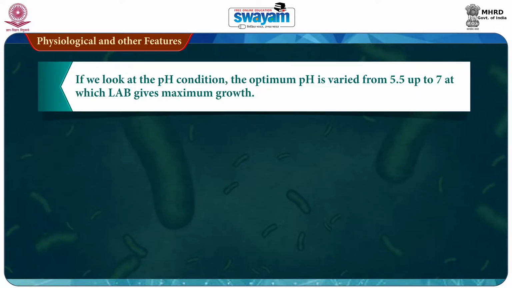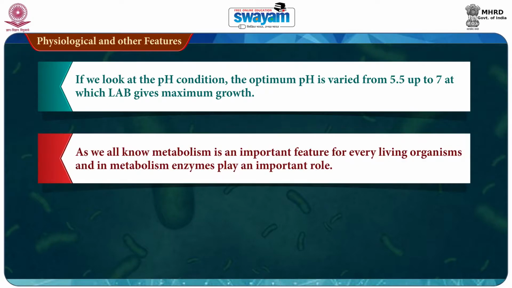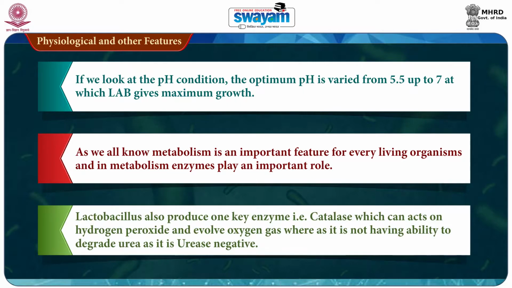If you look at the pH condition, the optimum pH varies from 5.5 to 7, at which lactic acid bacteria give maximum growth. As we all know, metabolism is an important feature for every living organism, and in metabolism, enzymes play an important role. Likewise, Lactobacillus also produces one key enzyme, that is catalase, which can act on hydrogen peroxide and evolve oxygen gas, whereas it does not have the ability to degrade urea as it is urease negative.